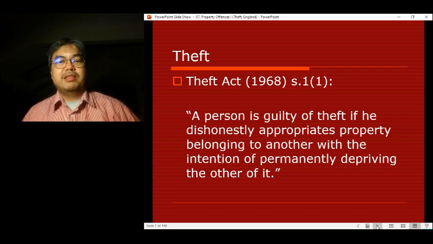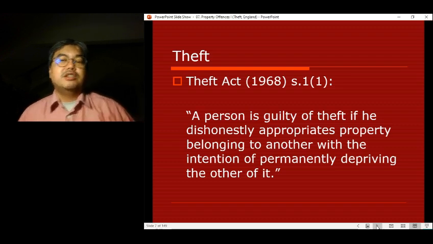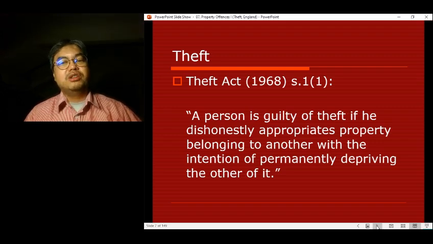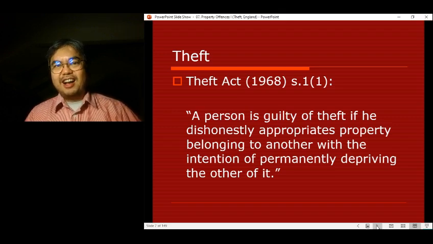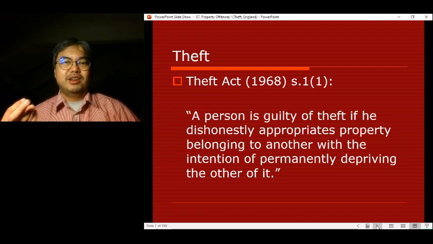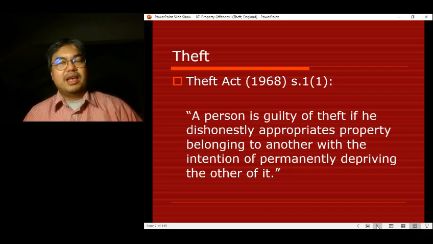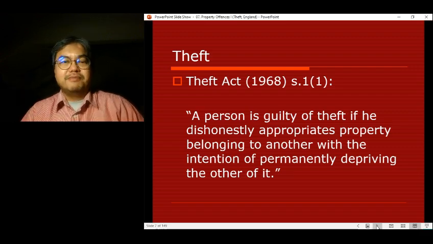Now, bear in mind that in the Theft Act it says that stealing is basically committing theft. All right, so this person is guilty of stealing a property. He's guilty of theft if he dishonestly appropriates property belonging to another with the intention of permanently depriving the other of it. Right, it is pretty long. But trust me, by the end of this semester, you will know it at your fingertips. Something that you cannot forget, something that I learned when I was a student, and something that I can never forget. So that is the definition of theft.